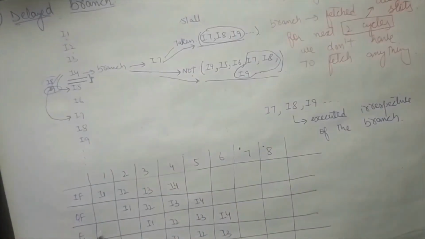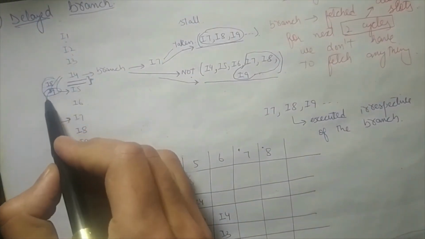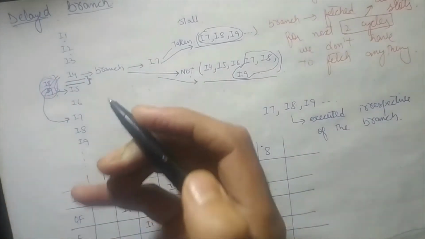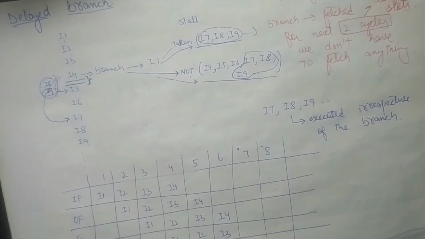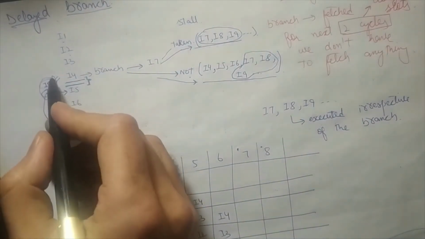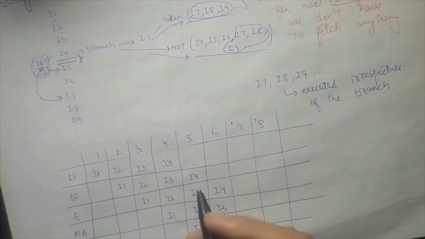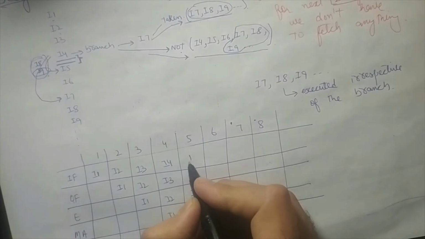However, here I am saying I will bring 2 instructions such that those 2 instructions are always executed, irrespective of whether the branch is taken or not taken. Let's say those 2 instructions are I8 and I9. So when I4 is executed, I will fetch I8.